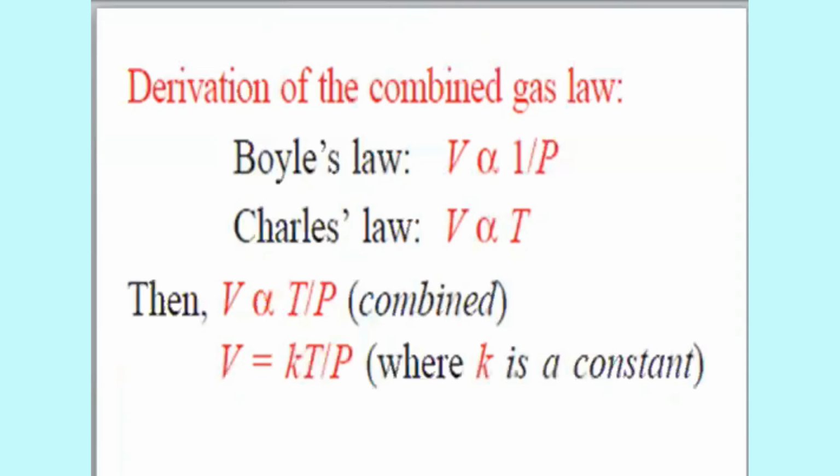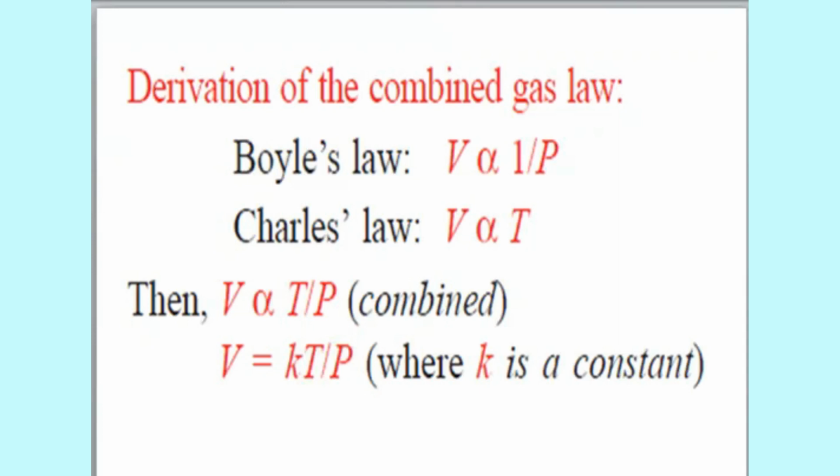How can we derive the combined gas law? The combined gas law is derived from Boyle's law and Charles' law. According to Boyle's law, volume is inversely proportional to pressure. According to Charles' law, volume is directly proportional to temperature. When we combine these two laws, we obtain volume directly proportional to temperature and inversely proportional to pressure, and volume equals a constant K multiplied by T divided by the pressure.